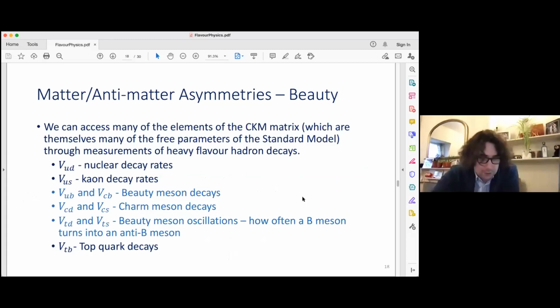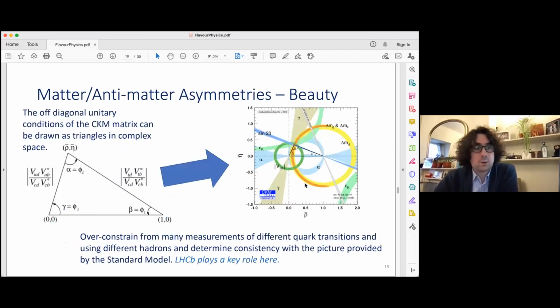And I'm setting out how you'd measure the different numbers here, but note that the ones I've put in light blue, you can get through different heavy flavor hadron processes. In other words, you can measure a large fraction of them at dedicated heavy flavor experiments. Now, I mentioned that this CKM matrix was a unitary matrix.